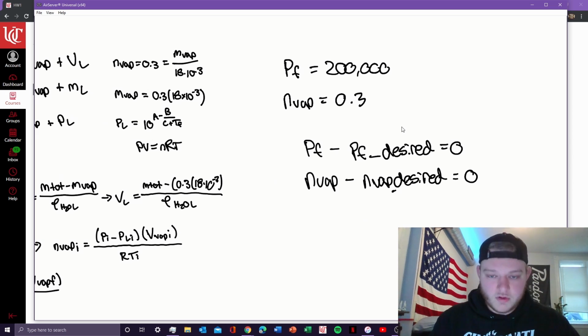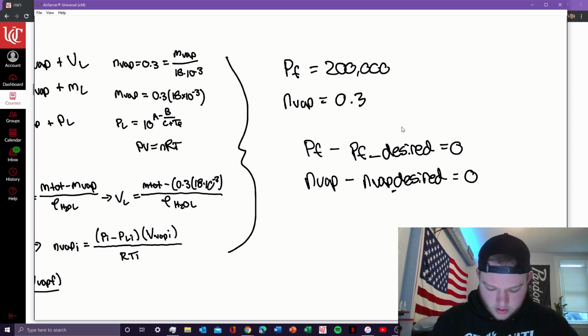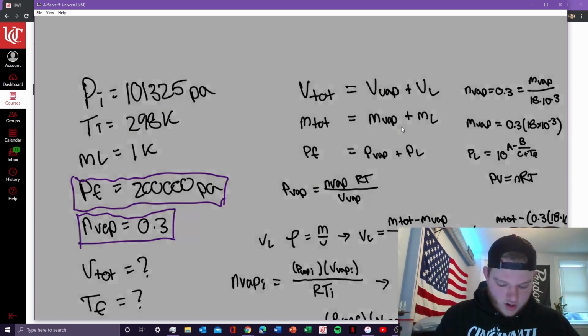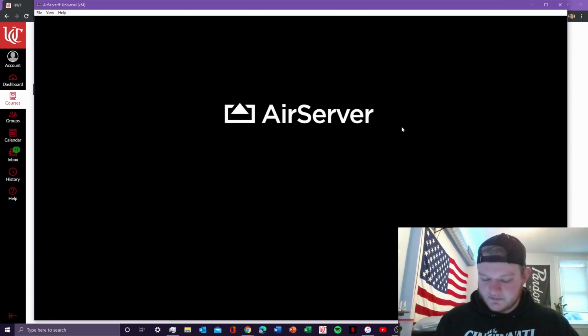So then we are going to relate all of the rest of these equations to these two. What that's going to do, since this is set to 0, when all of these equations are related to these two, the values that these are to equal 0 will spit out our unknowns.